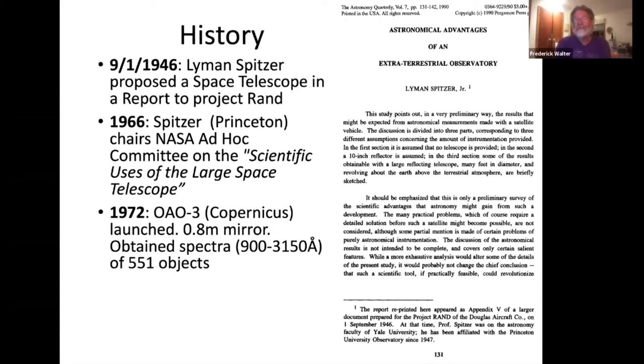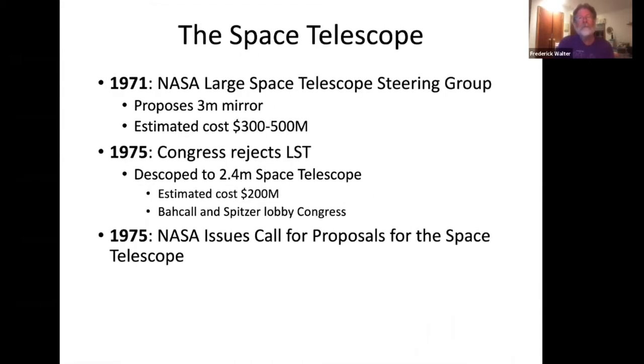They said the same things I just told you, that we want to be able to see ultraviolet light that doesn't get through the atmosphere, and we want to take advantage of the superior resolution that you can get in space. In 1972, NASA actually launched an ultraviolet telescope, demonstrated that yes, there was really good science to be done in the ultraviolet, but it was only a 24-inch telescope, 0.8 meter mirror.